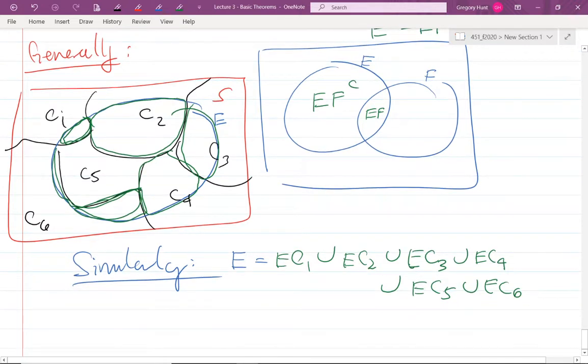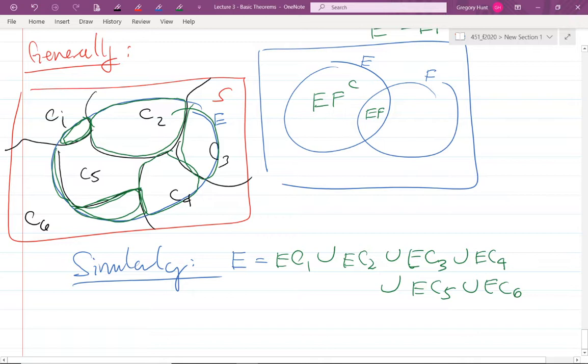So this is with the finite partition, but you can do it with the infinite partition. You can do it with any general partition. If I have a partition of the sample space, some C sub I, I can partition any event using that same partition by chunking it up and reassembling it based on that partition.